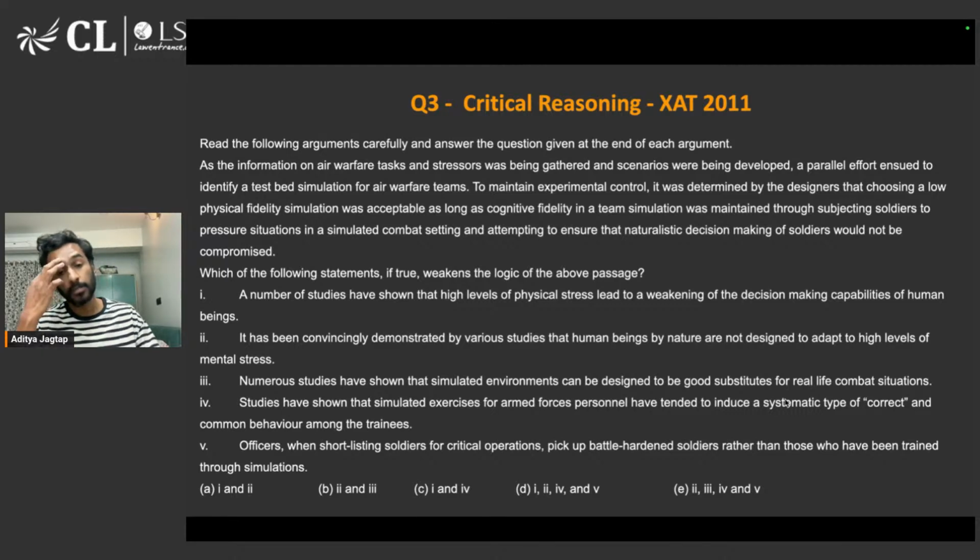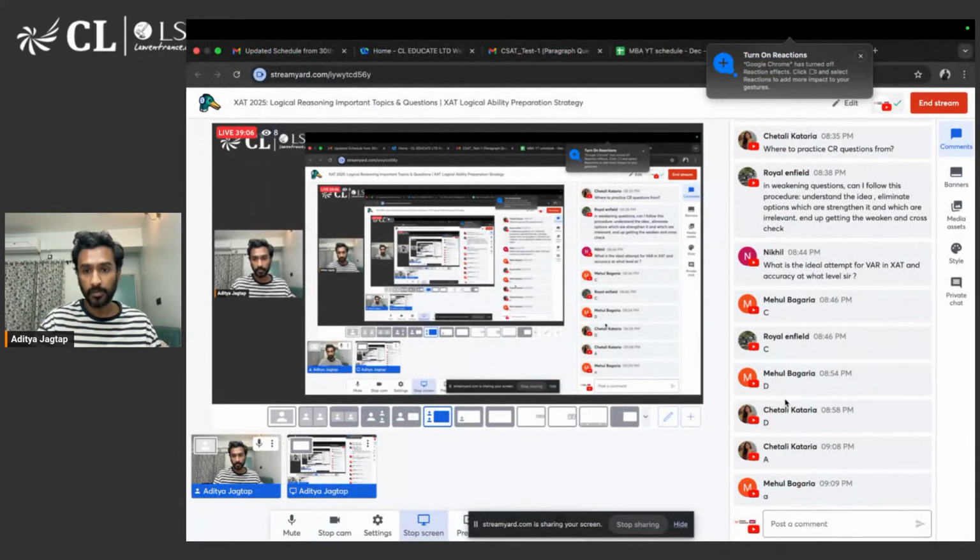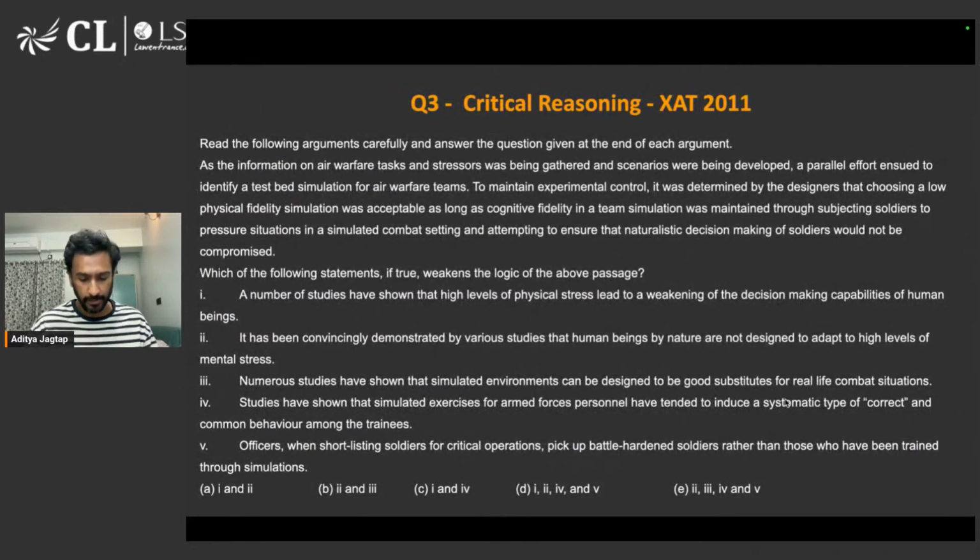All right. Let me start with the question. I think ample time has been given. Some of you have answered it already. Let's get started. First, we have to get through the passage and figure out the logic of the above passage. We are told, as information on air warfare tasks and stressors was being gathered, scenarios were being developed. A parallel effort ensued to identify test bed simulation for air warfare.